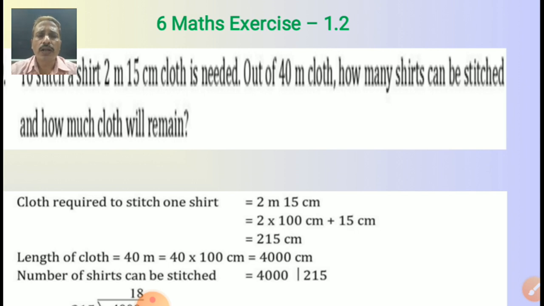What do we have to do, student? Should we add, multiply, divide or subtract? No, here we have to check. Don't directly use the minus sign. How many shirts can be stitched? They ask us that, not the cloth. Yes, we have to divide.